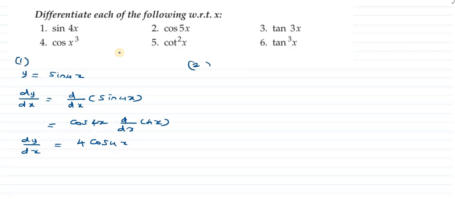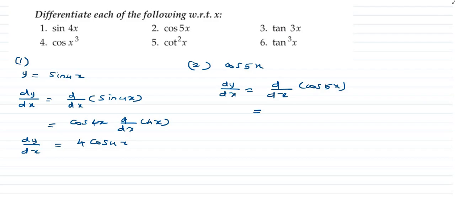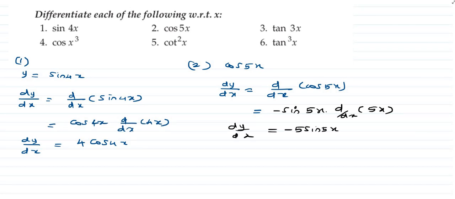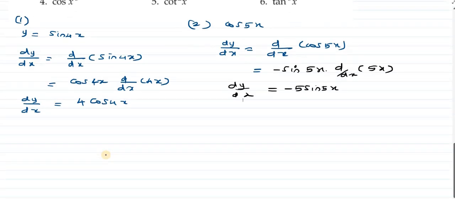Okay. Next is what? Cos 5x. So dy by dx will be equal to what? D by dx of cos 5x. First the function we have to differentiate. On differentiating cos, you will get a minus sign. Okay, 5x, and we have to differentiate the angle. So it will be minus 5 sine 5x. The answer. Clear?